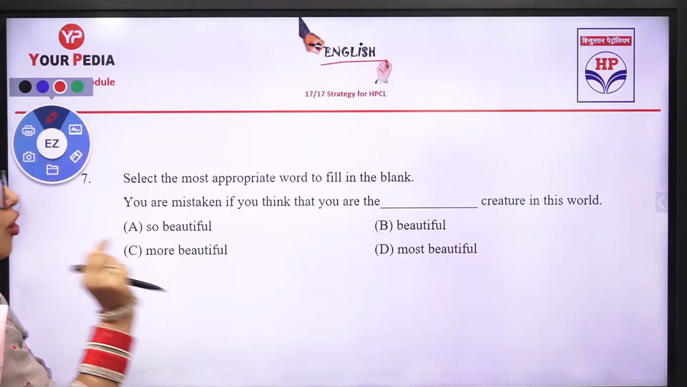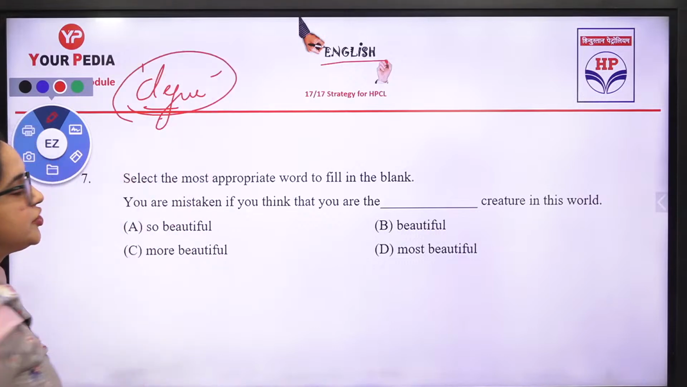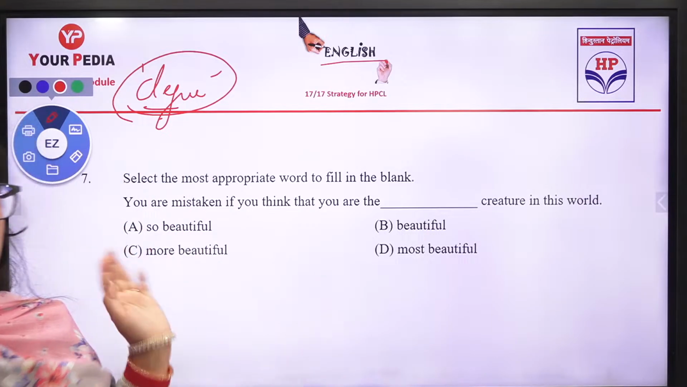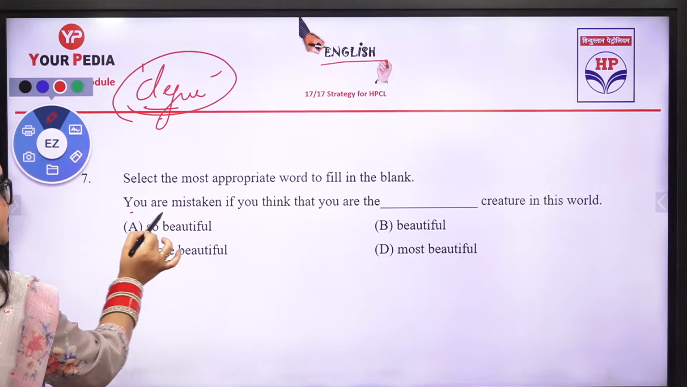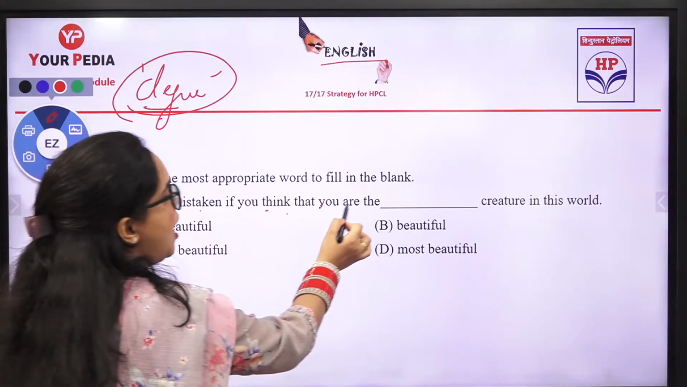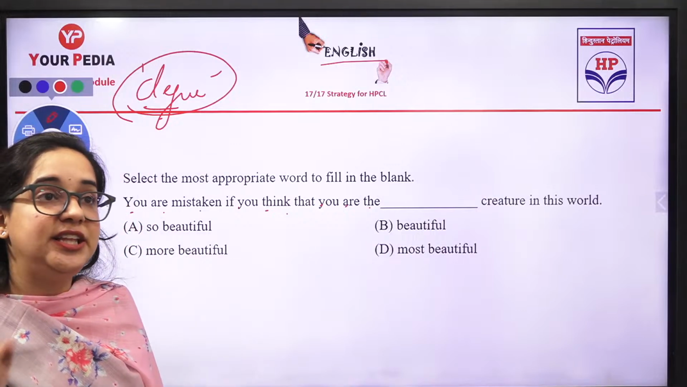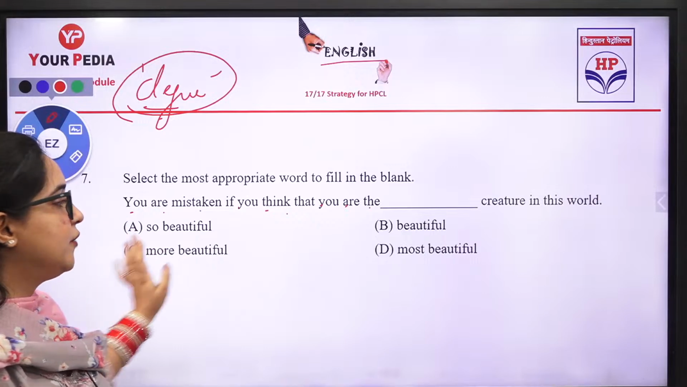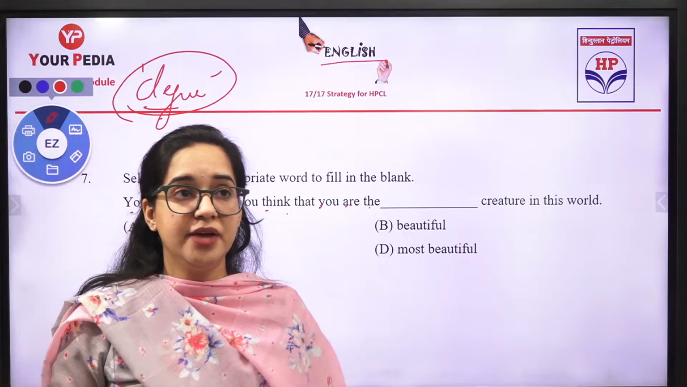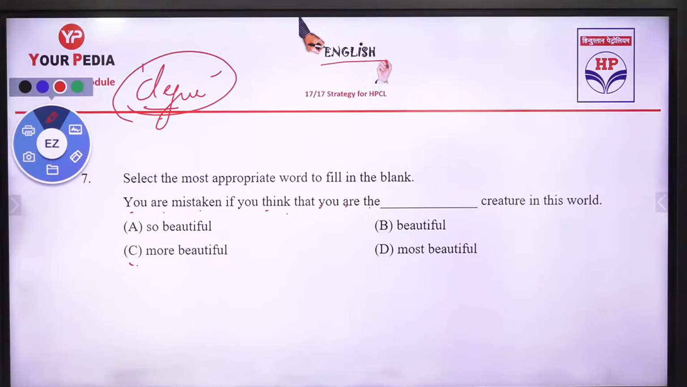This is based on degrees of adjective, and remember which degree you have to use. This should not be wrong for anyone. No one should do it wrong. It's very easy. You have to fill it up. You are mistaken if you think that you are the dash creature in this world. You are the dash creature, the dash. I'm giving you a hint. So beautiful, more beautiful, most beautiful. Everyone should do it right. We have already done it. Very good. All have done it.